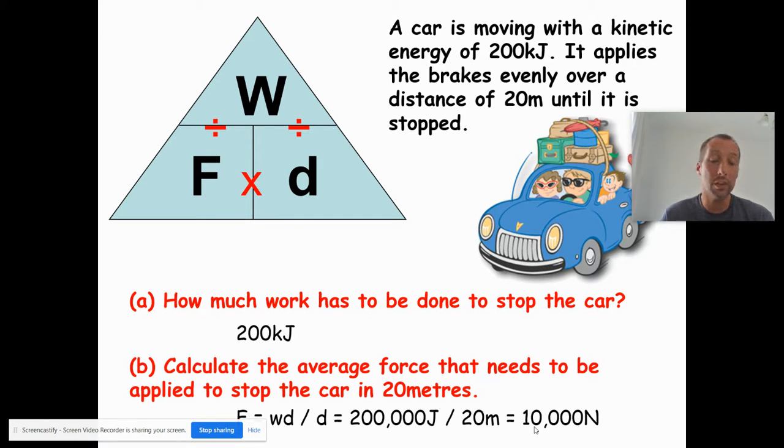Okay, if it wanted to stop it in 10 meters, it would need an even greater force. If it wanted to stop it in 100 meters, it would need a lower force. But however long the distance is that it wants to stop in, it's always got to remove the same amount of energy. It's got to go from 200 kilojoules to nothing. Okay, so that's basically what work done is. Work done is energy transferred, and you need to be able to use this formula.